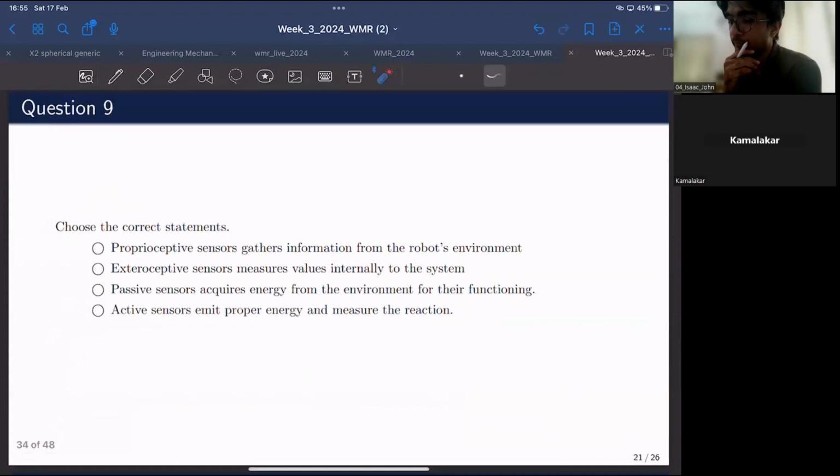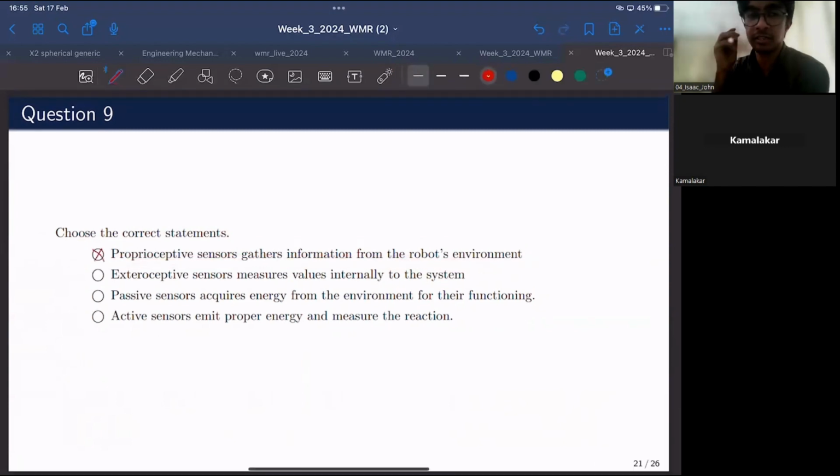Okay, so another question is choose the correct statement. Proprioceptive sensors gather information from the robot's environment. That is by definition false, because proprioceptive sensors gather information which is internal to the robot. And exteroceptive sensors measure values internally to the system. That is also false. So the correct statement would be these two inverted: this statement applies to exteroceptive.